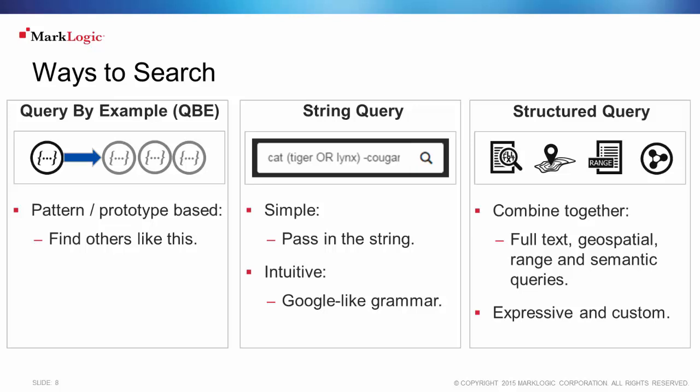String query is another way to search the database. This is classic Google-like search grammar that users are generally familiar with. Simply enter your query as a string, grammar and all, and pass it off to MarkLogic. The grammar is automatically known and understood, and you can provide custom grammar as well. And finally, MarkLogic supports structured query.